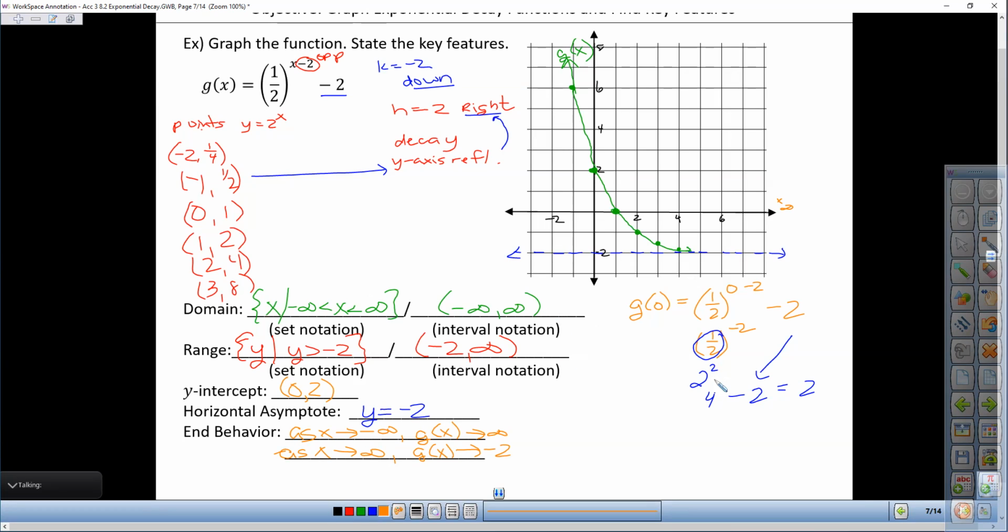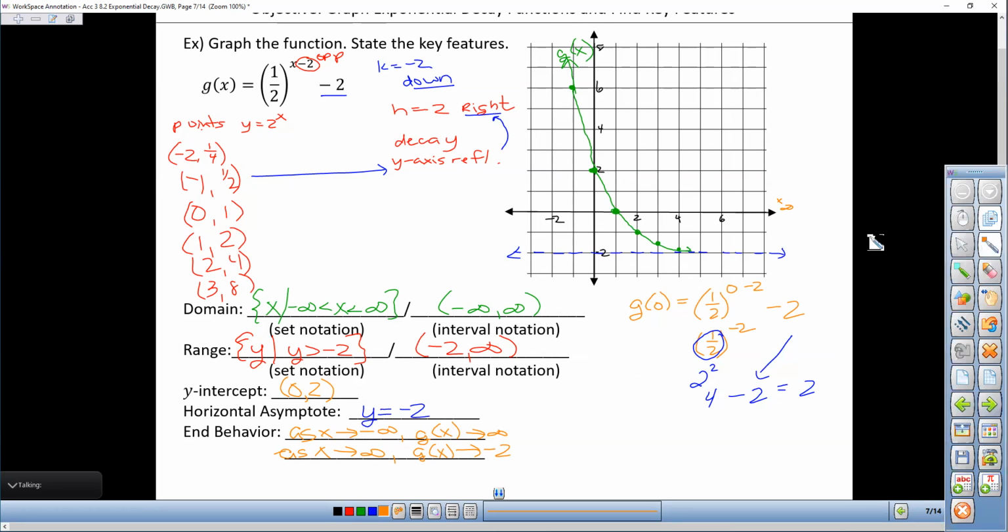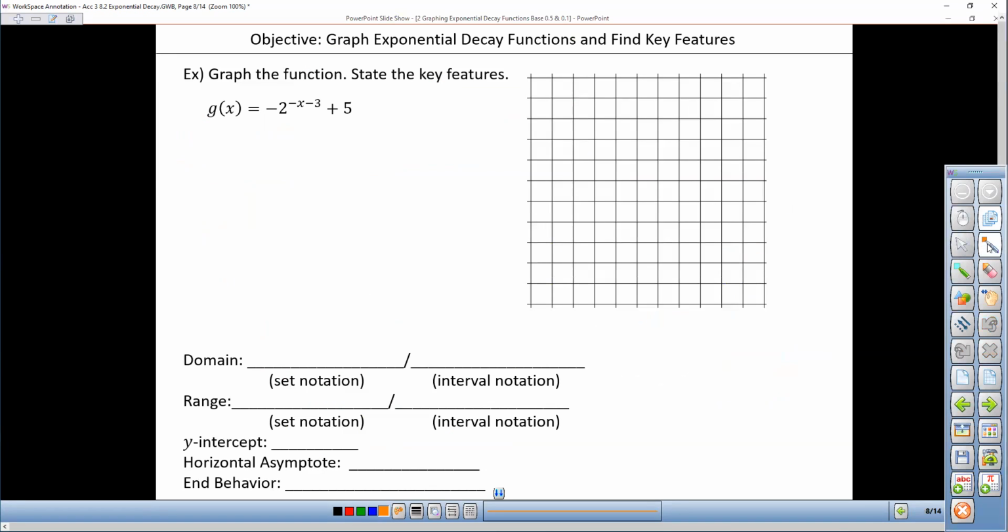All right, that finishes up that problem. Let's take a look at this one.